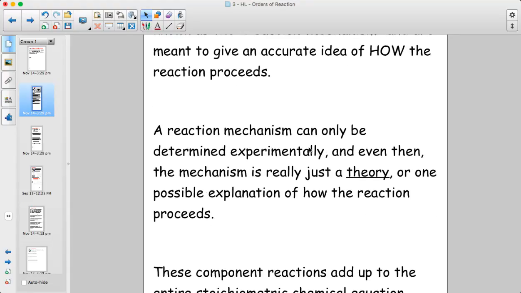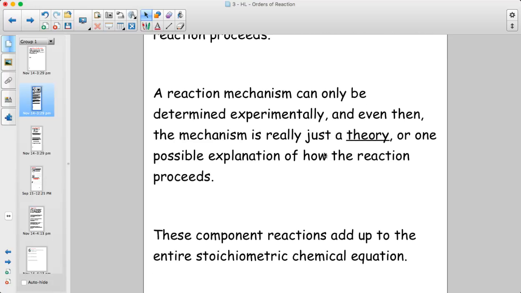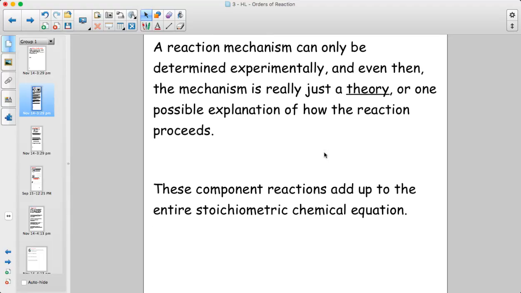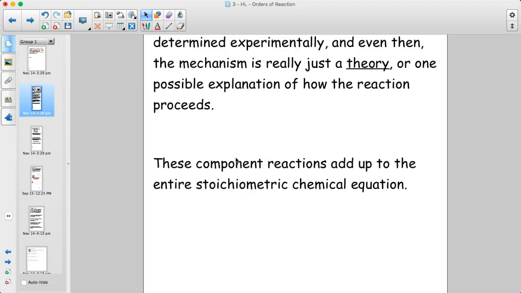A reaction mechanism can only be determined experimentally. You can't look at a stoichiometric equation and know how the reaction proceeds. You've got to collect rate data to figure it out. And even then, the mechanism is really just a theory or a possible explanation for how the reaction proceeds. By collecting enough data, you can usually have pretty good evidence that one particular mechanism is taking place, but it's always just a possible suggestion. In the end, the component reactions always add up to the overall stoichiometric chemical equation.